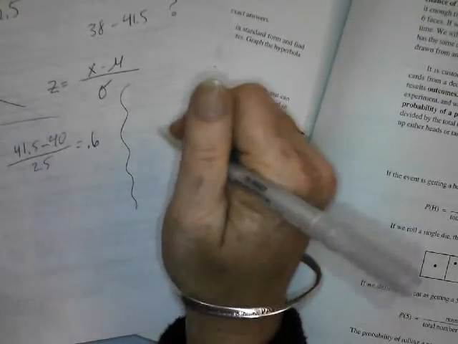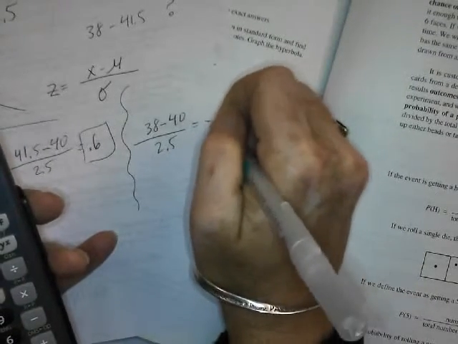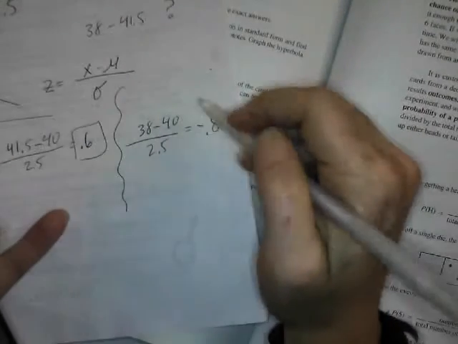Okay, and then when I do it for the other value, 38 minus 40 over 2.5. So I got this value, and I'm also going to get another value. 38 minus 40, well, that's negative 2 divided by 2.5. That gives me a negative 0.8. Okay, I have to look those both up in my table.